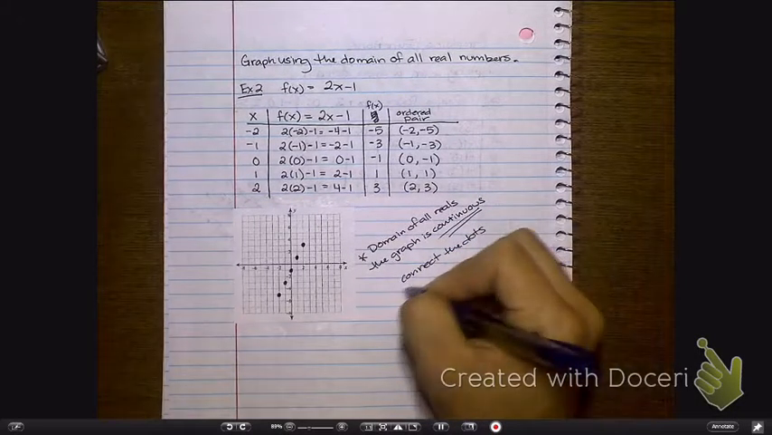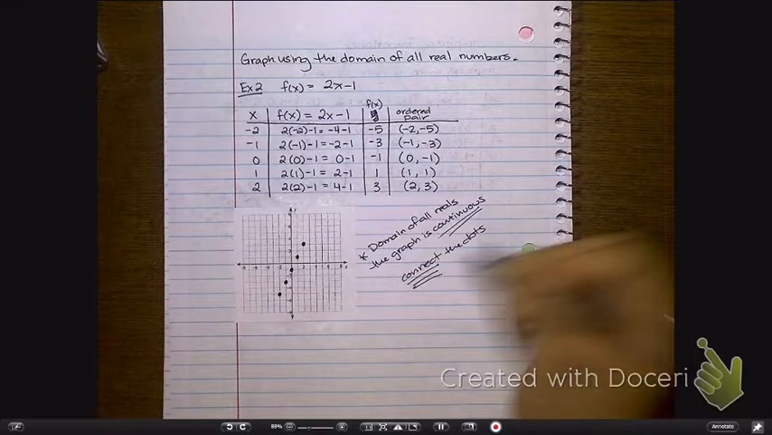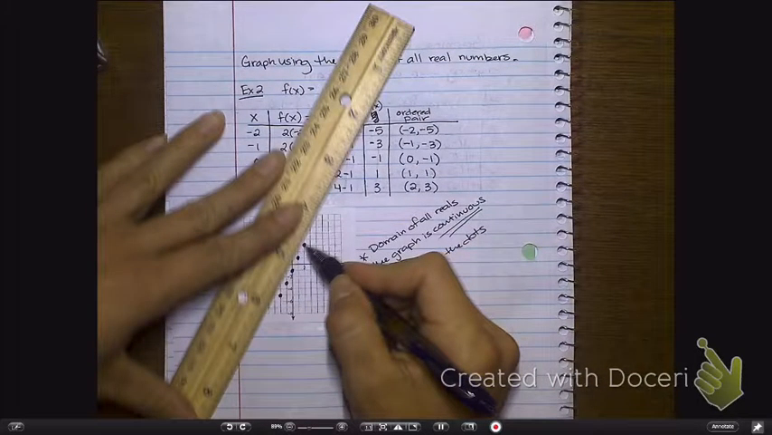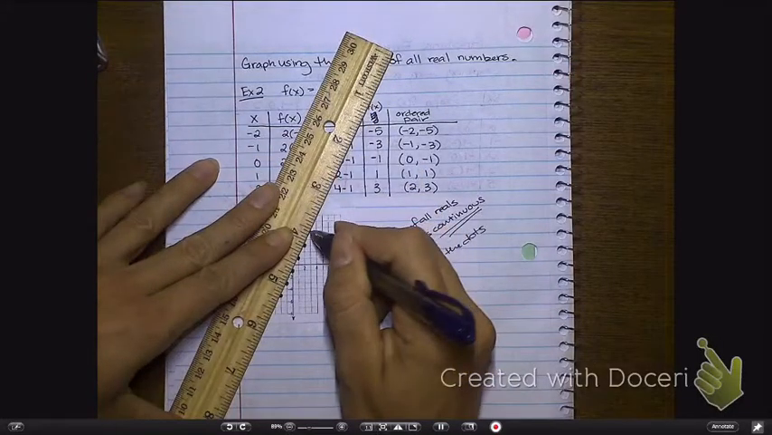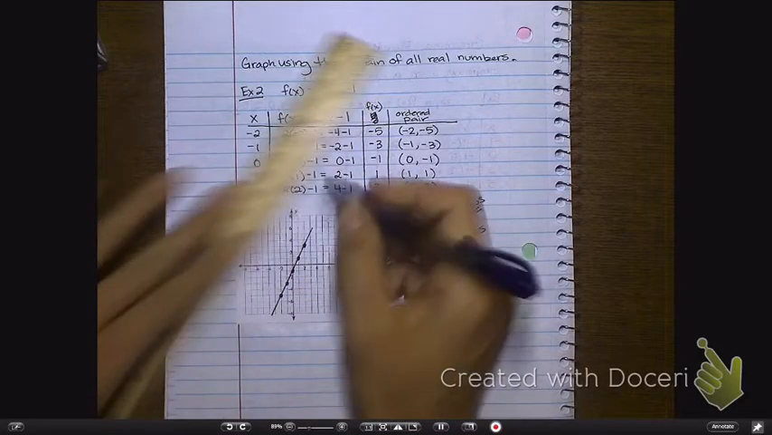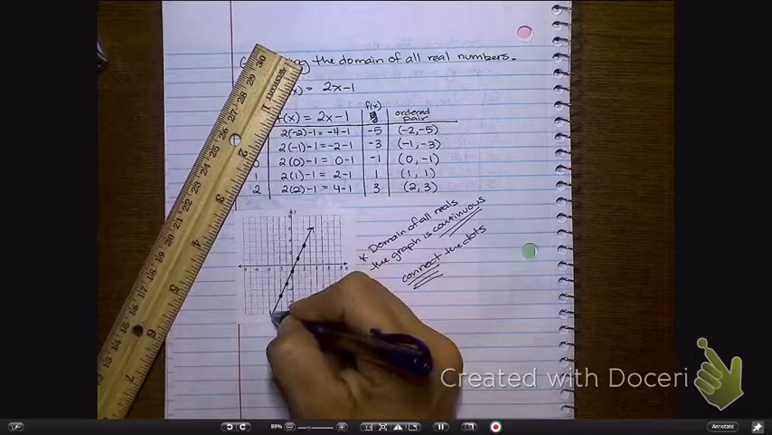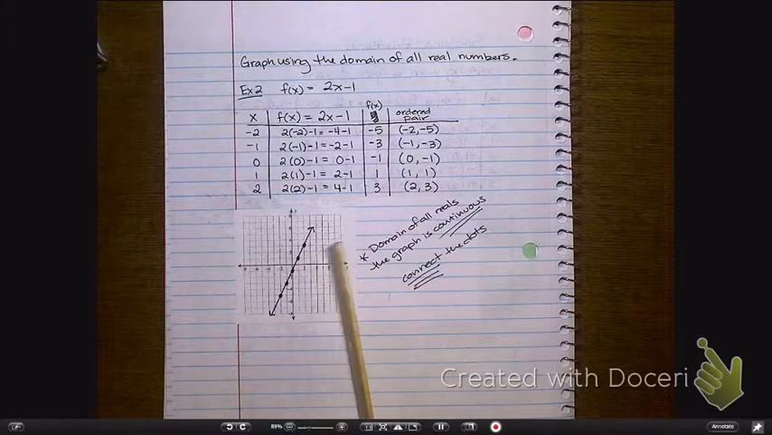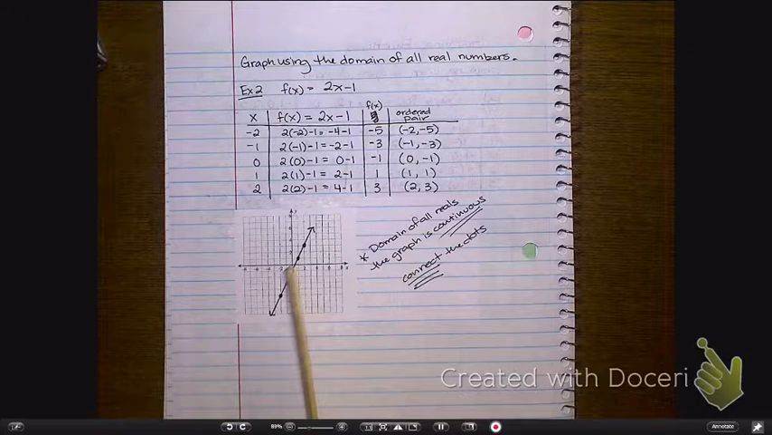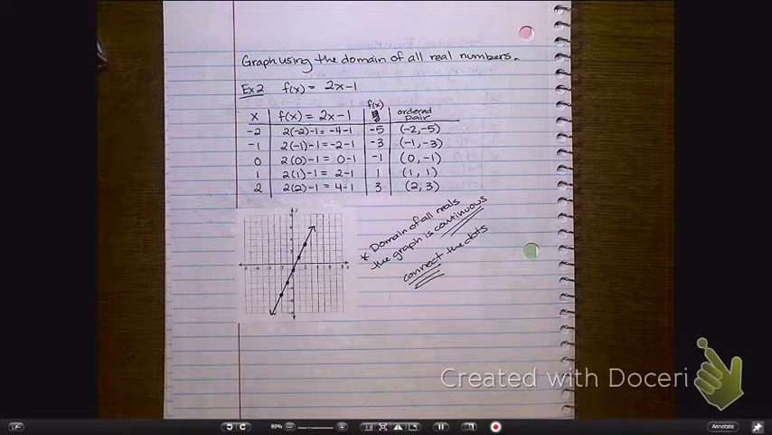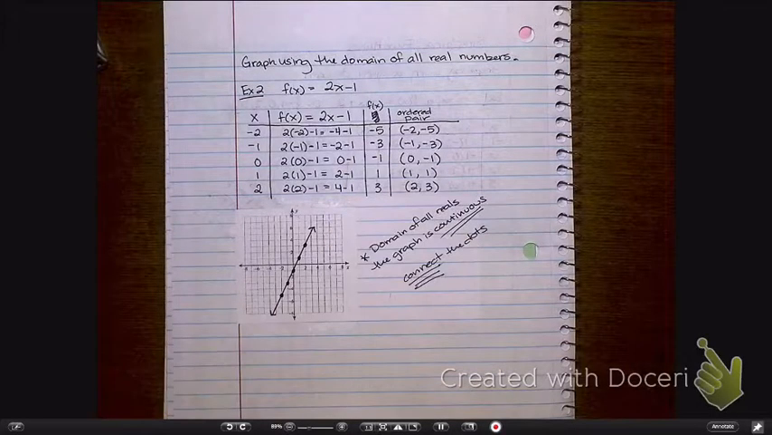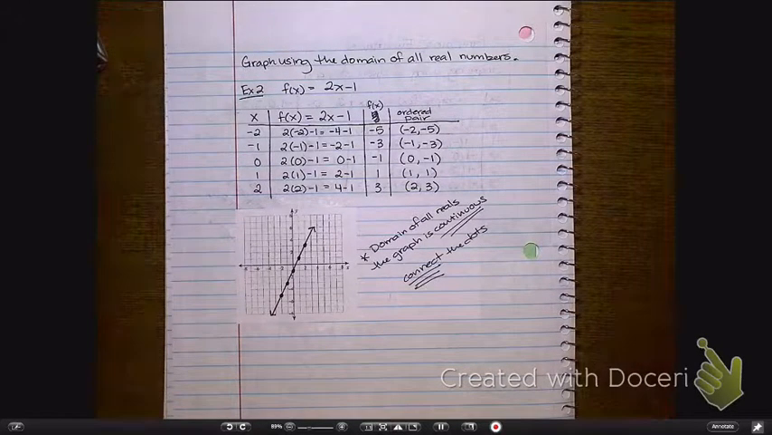All right, now, when we connect the dots, we can draw little arrows on the end to show that this line is, in fact, continuing forever and ever in each direction, because I can keep picking bigger x values, and I can keep picking smaller y values, and it would extend this line farther and farther and farther. Okay? Does that make sense?